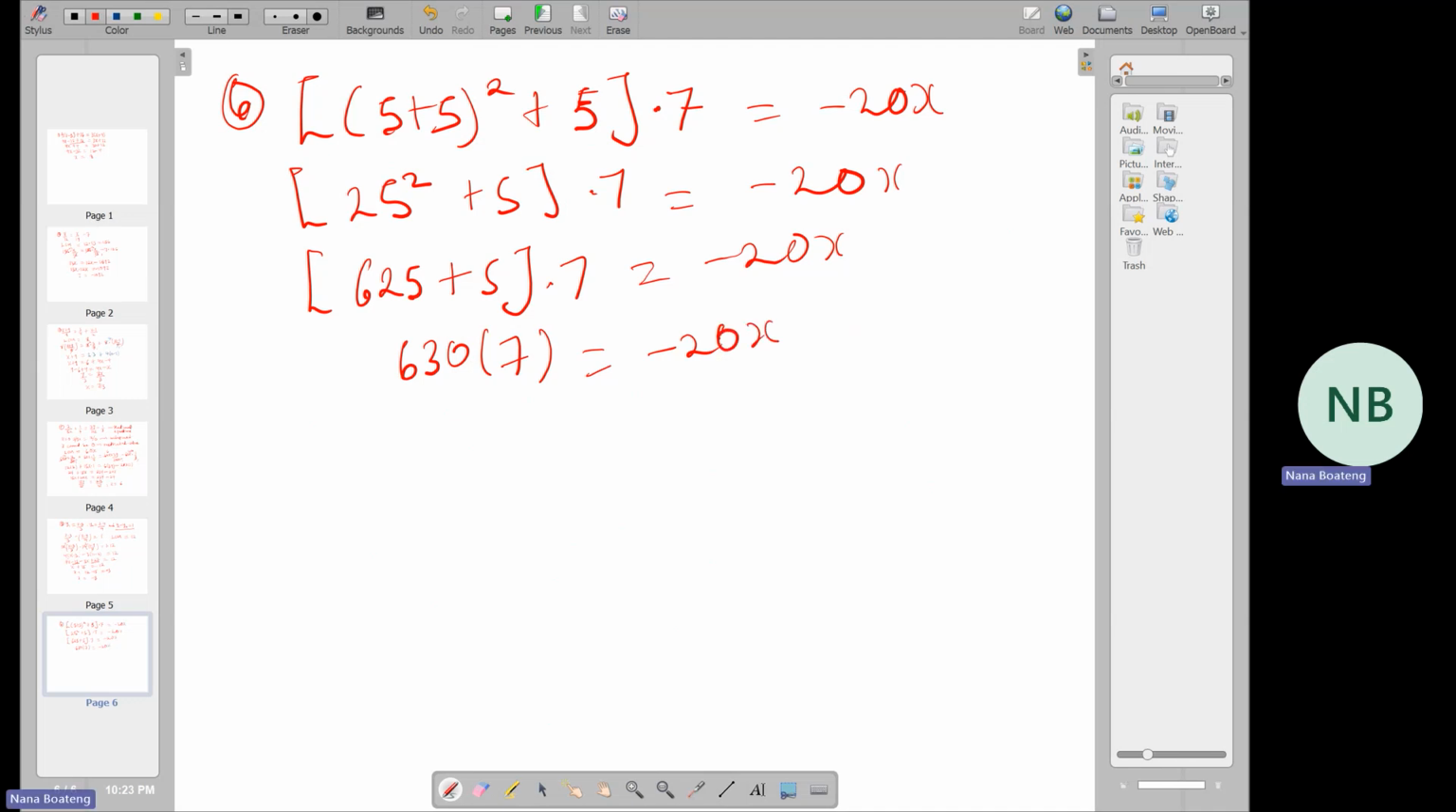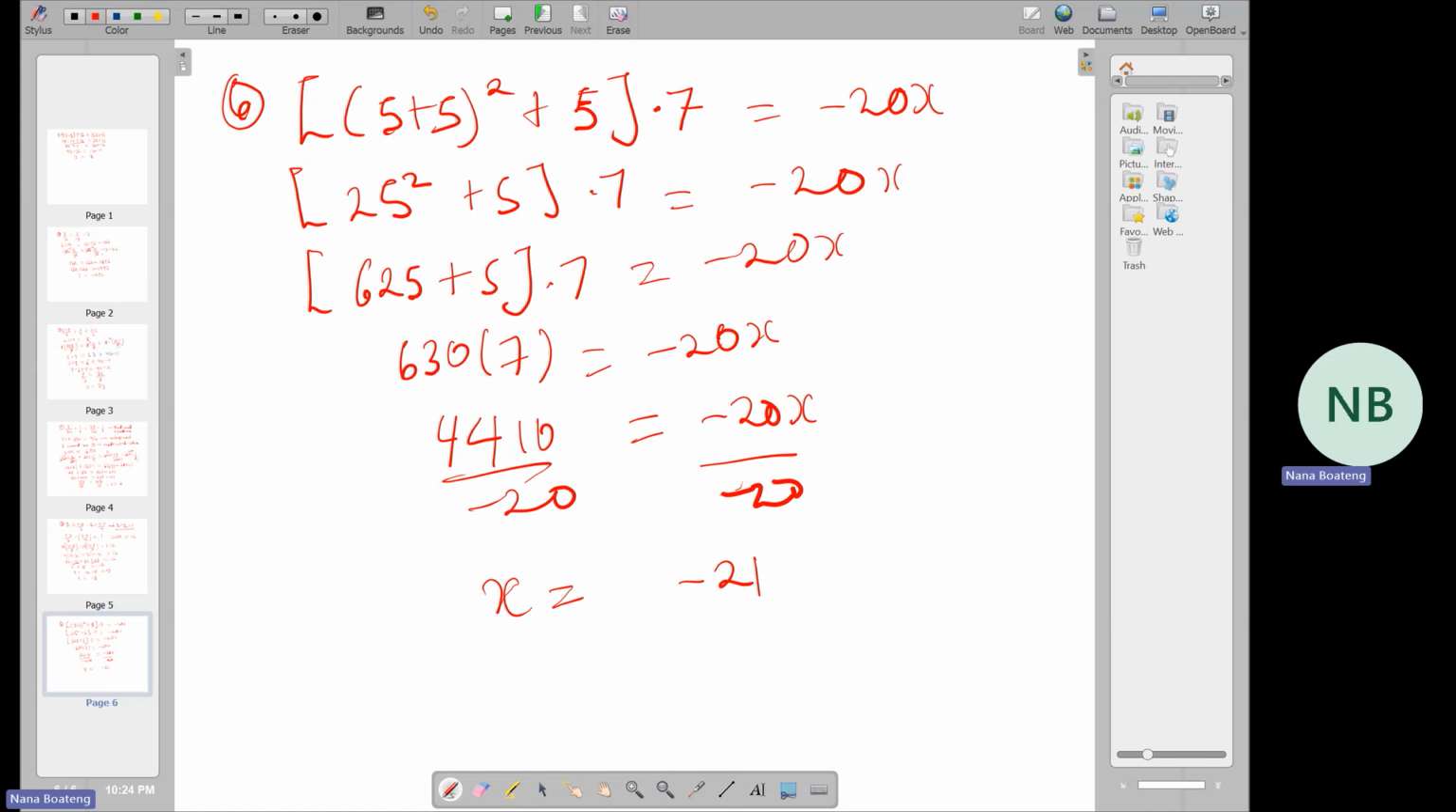Is equal to negative 20x. All right, so 630 times 7 is 4,410. So we have 4,410 is equal to negative 20x. And so we divide both sides by negative 20. So if we do that, we will have x is equal to negative 21 as our solution.